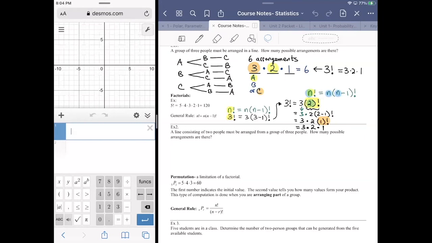A permutation, in the example that we did, we had 3 individuals with 3 slots, right? But with a permutation, you're restricting the number of slots that are available. It's kind of like musical chairs. So you have 5 individuals, but only 4 chairs, right? So we want to know how many ways the people who are participating in the game could end up being seated when the music stops.